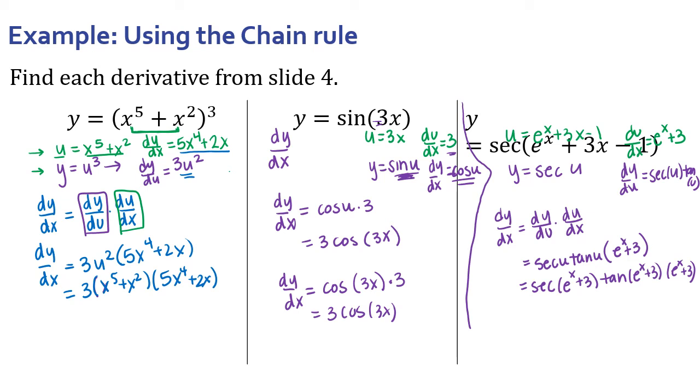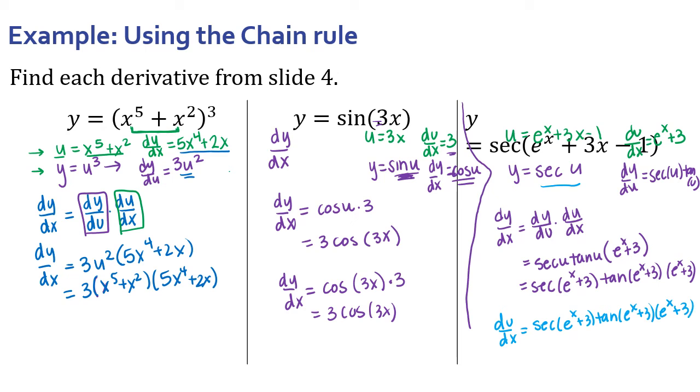Again, if you're using that other formula, it's the same thing. So you're finding that derivative. You take the derivative of the outside function with respect to the inside. So it's just going to be the secant of e to the x plus 3, tangent of e to the x plus 3, and then times the derivative of the inside function, which is e to the x plus 3.